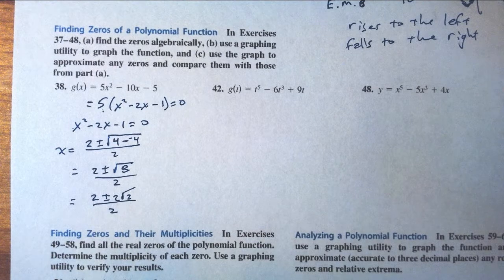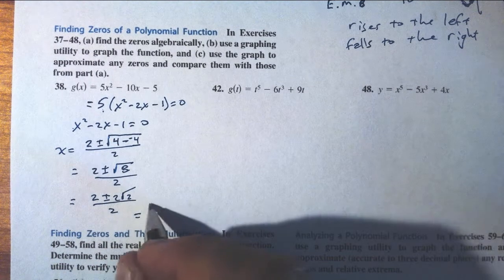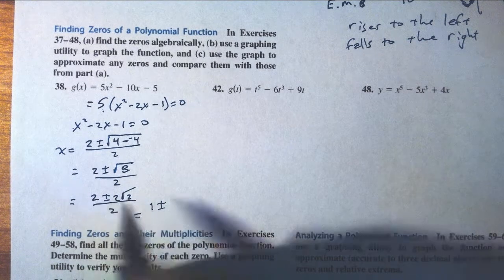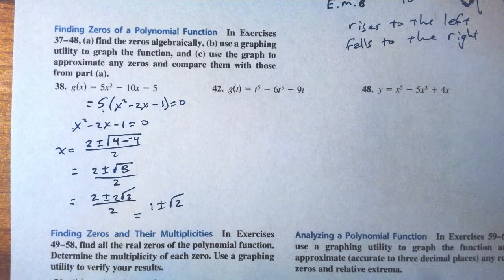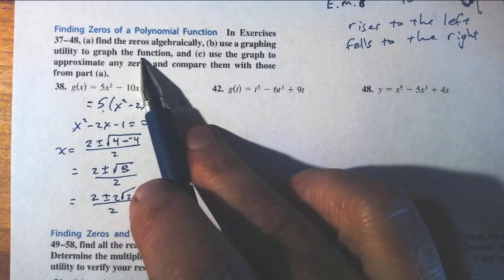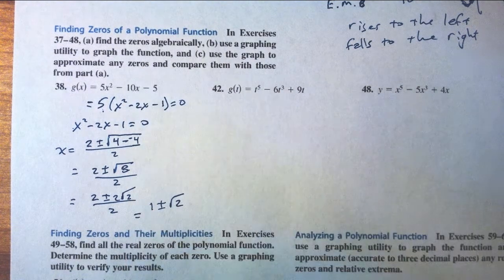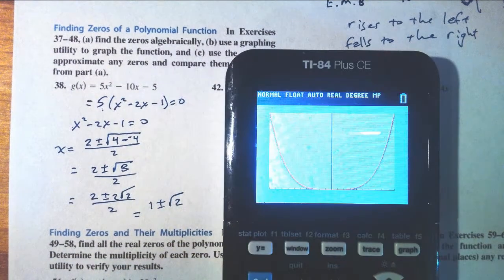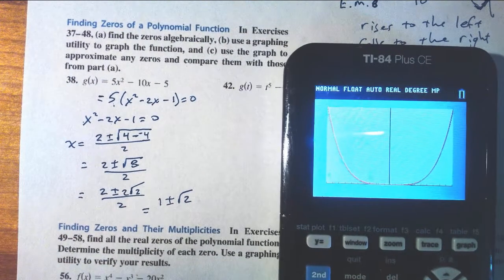And now I can cancel top and bottom with 2's, and I get 1 plus or minus, I divide both terms by 2, square root of 2 all over 1. So there's my zeros algebraically. You can check those on calculator. You can use the graph to approximate any. We could go through that process. I'm going to go through that with this one problem only with you. I'm not going to repeat this for 42 and 48 because it's a little bit redundant.